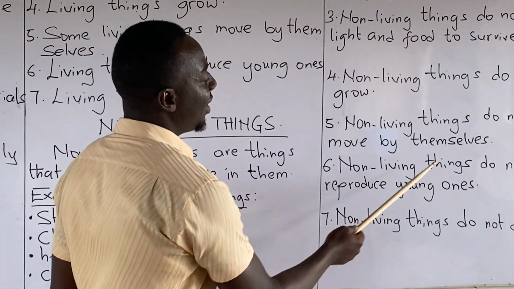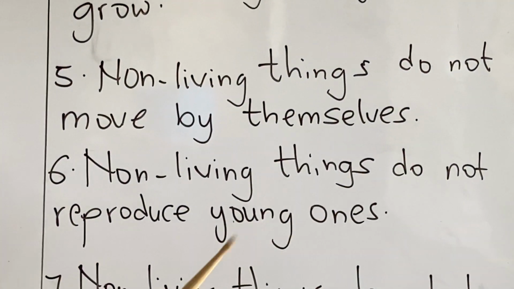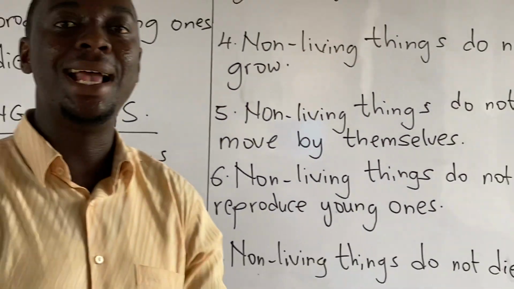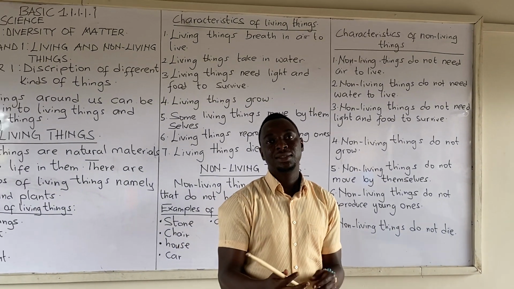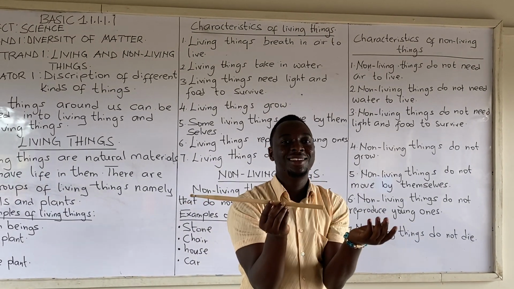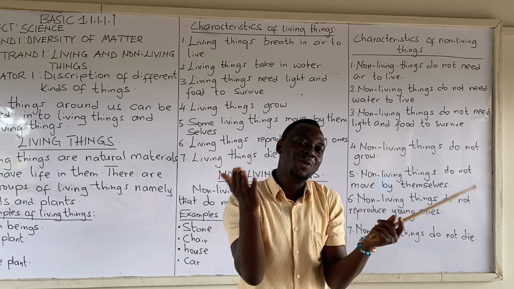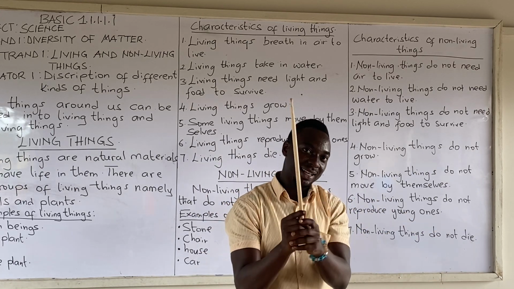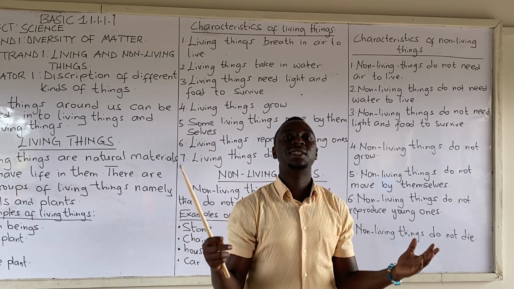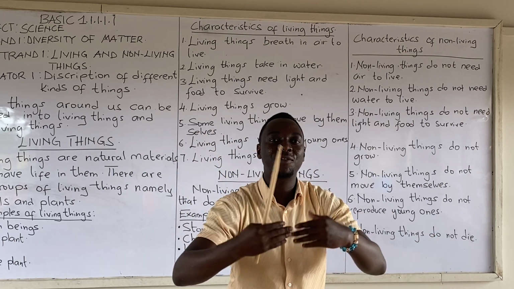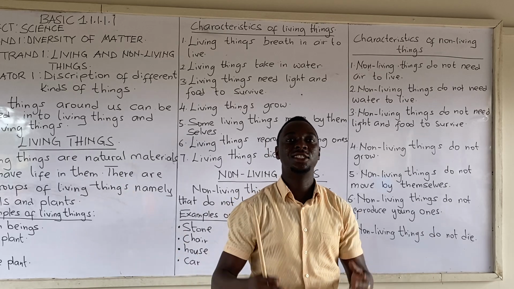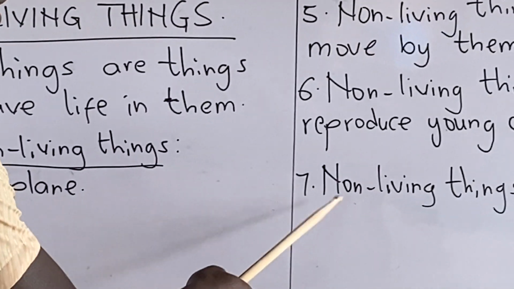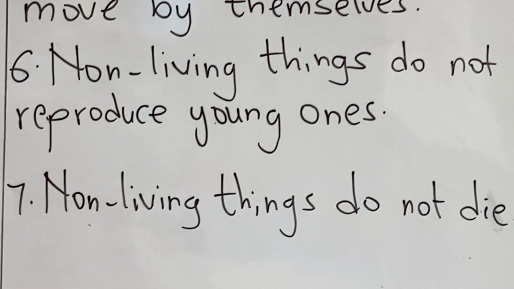6. Non-living things do not reproduce young ones. They don't give birth, they don't lay eggs, and they don't give rise to young ones. This stick cannot give birth to a baby. But your mother was able to give birth to a baby because your mother is a living thing. This stick is a non-living thing. Houses are non-living things. They cannot give birth to young ones. They can't reproduce.